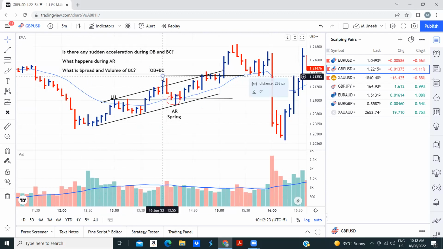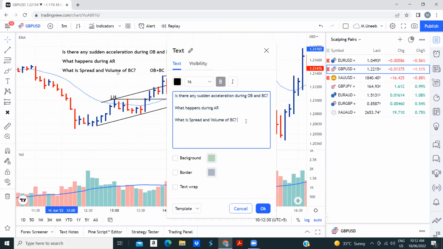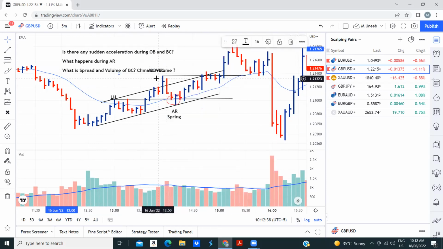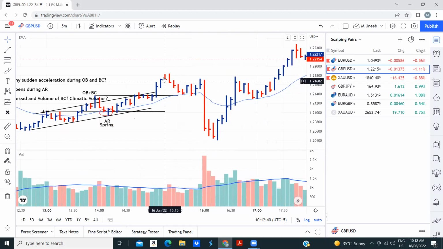What is the spread and volume? The spread is increasing, but how about the volume? Volume is also increasing. But is there any sudden volume? Is there any climatic volume? Can you tell me? Climatic volume? No. So this cannot be reaccumulation. Got it?